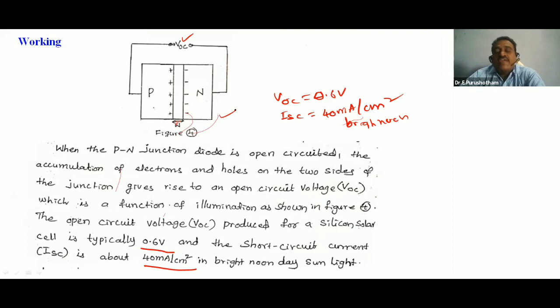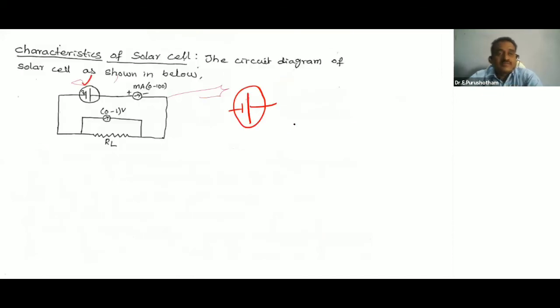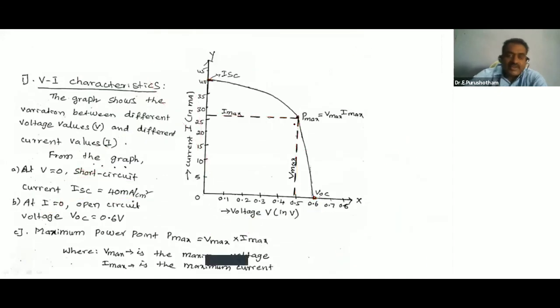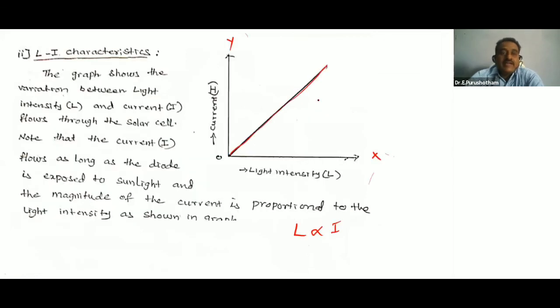At bright noonday sunlight, the open circuit voltage is 0.6 volts. Short circuit current is 40 milliamperes per centimeter square. So these are the characteristics you can observe here. If V is equal to 0, that is ISC, 40 milliamperes per centimeter square. If I is equal to 0, that is VOC, equal to 0.6 volts. P maximum represents V maximum into I maximum.